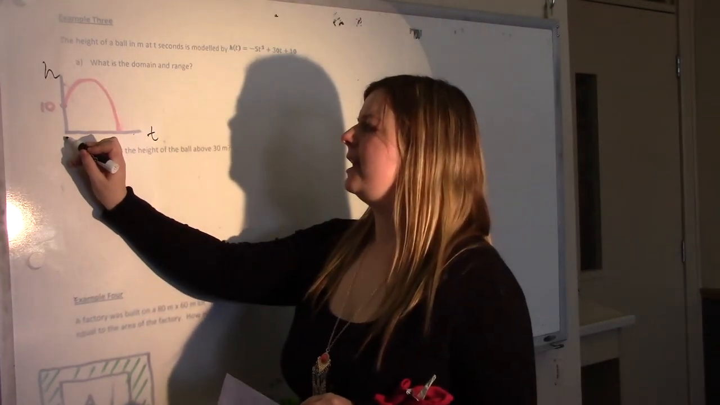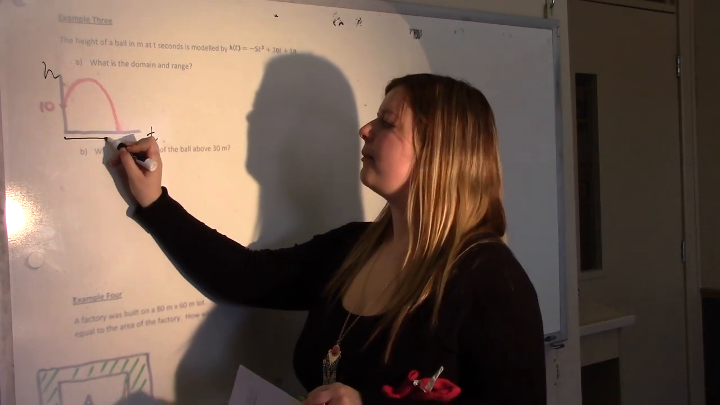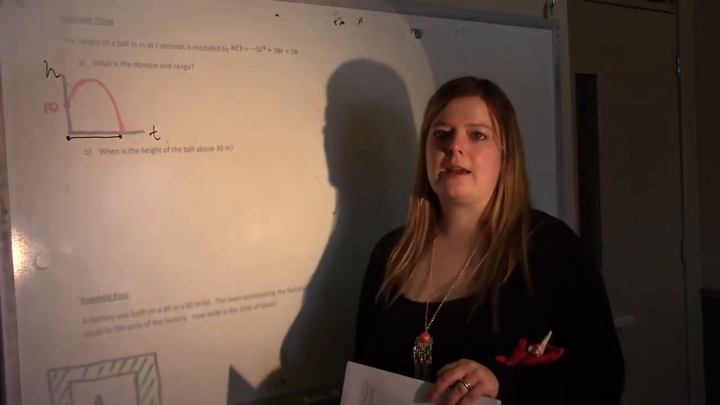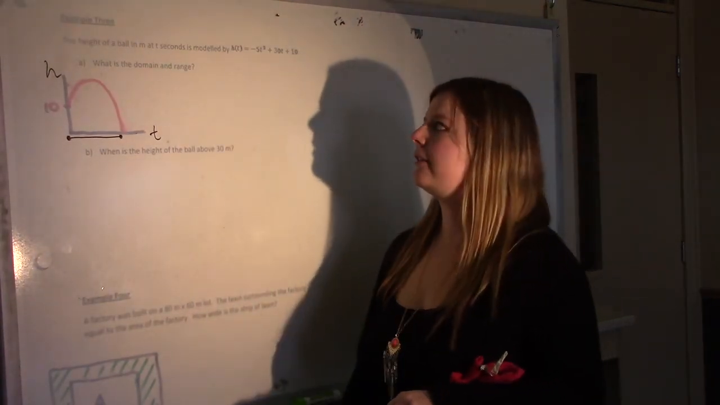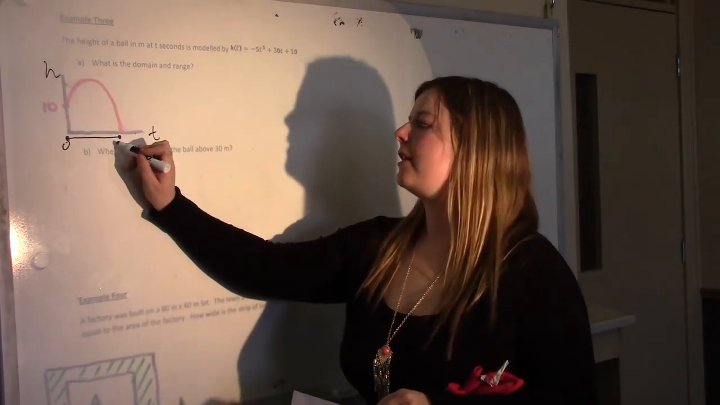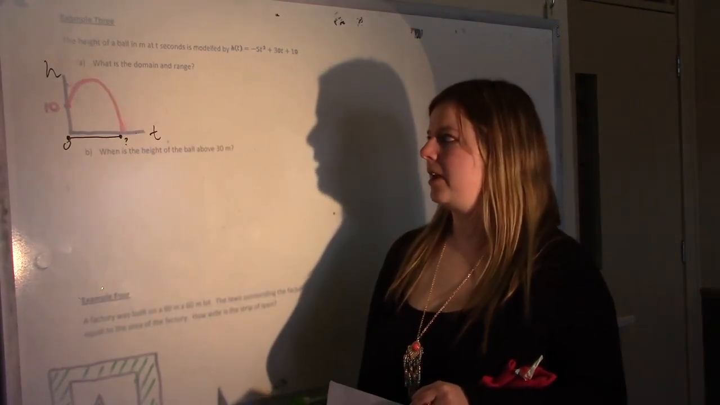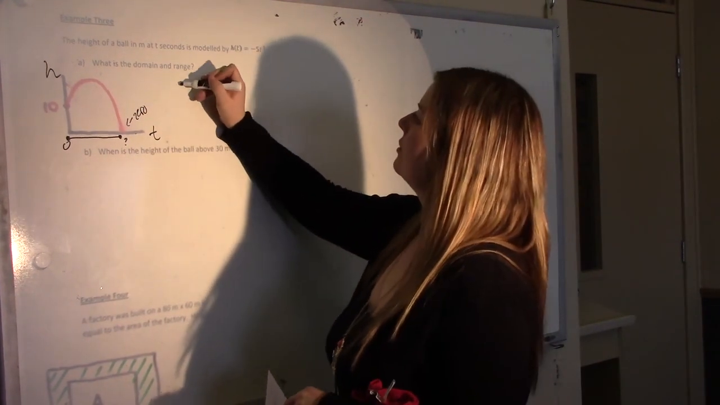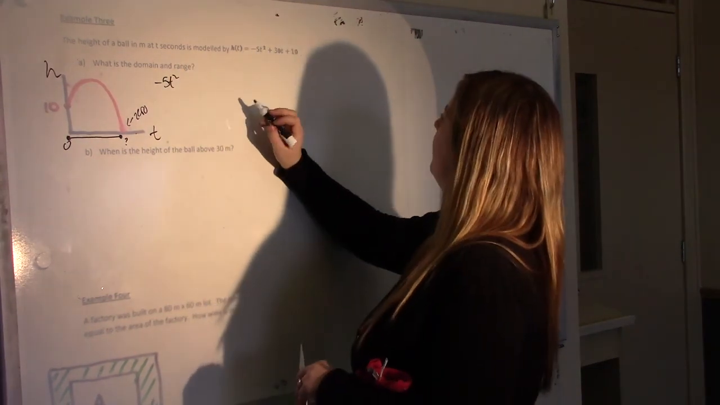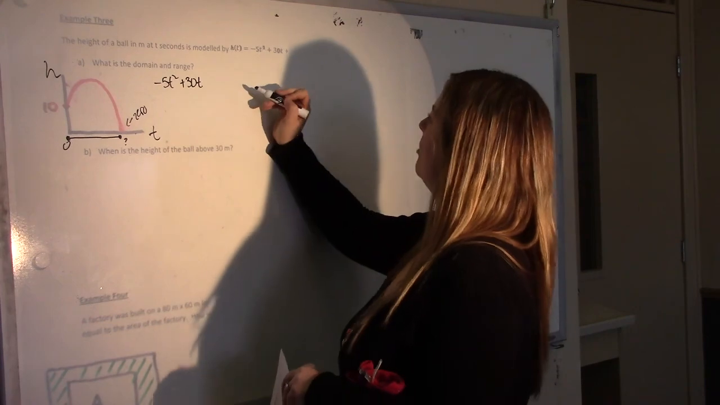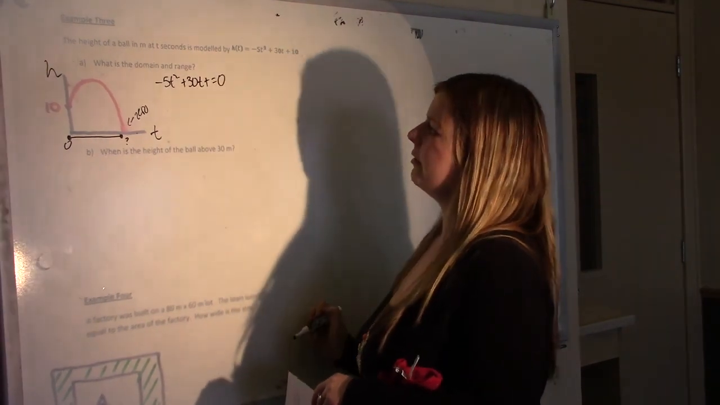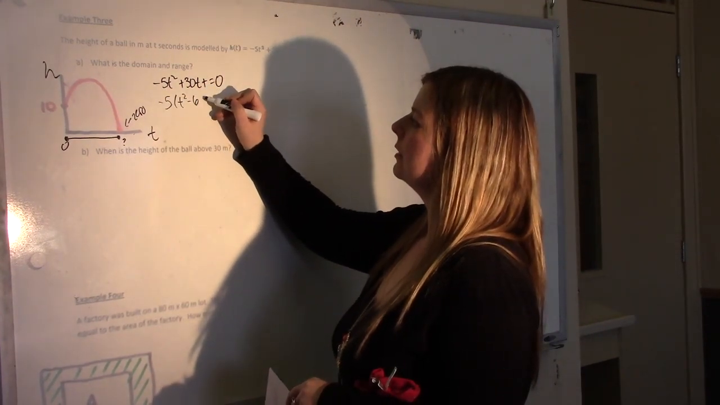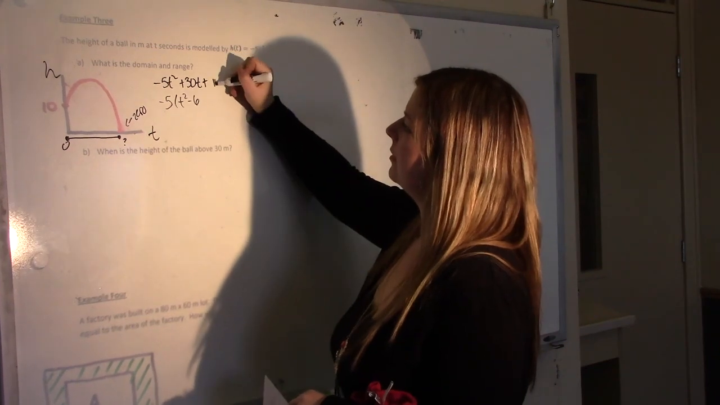So we know that it has to be greater than 0, but we also know that it has to stop when the ball hits the ground, okay? Time doesn't go on forever in the height of this ball situation. So we know this is 0, and then we need to find what that is in order to find the domain. So we need to set minus 5t squared plus 30t plus 10 equal to 0 in order to find the domain. So let's factor out a minus 5. Sorry, I forgot to write the plus 10 here.